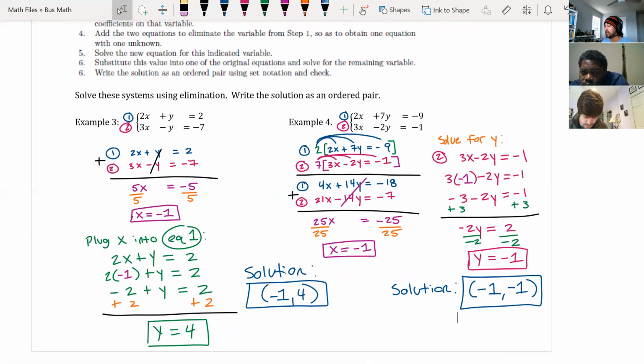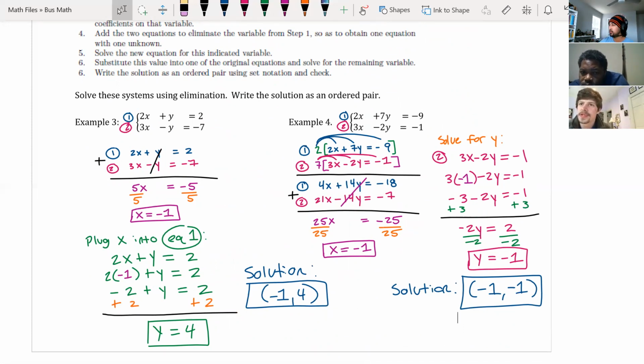So whenever you start elimination method, that should be the first question that comes to your mind: what variable do you want to get rid of? And once you figure out what variable it is, now you have to figure out what you need to manipulate both equations by to get rid of that variable. But any questions over those 2 examples?